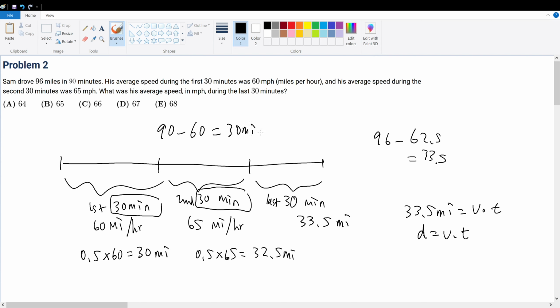So since this is in miles per hour, the velocity is in miles per hour, this t right here has to be in hours as well. 30 minutes is the same thing as half an hour. So we plug in one half for t. So this becomes v times 1 over 2. Therefore, v is equal to 33.5 times 2, which is 67. So our final answer would be answer choice D, and we are done.